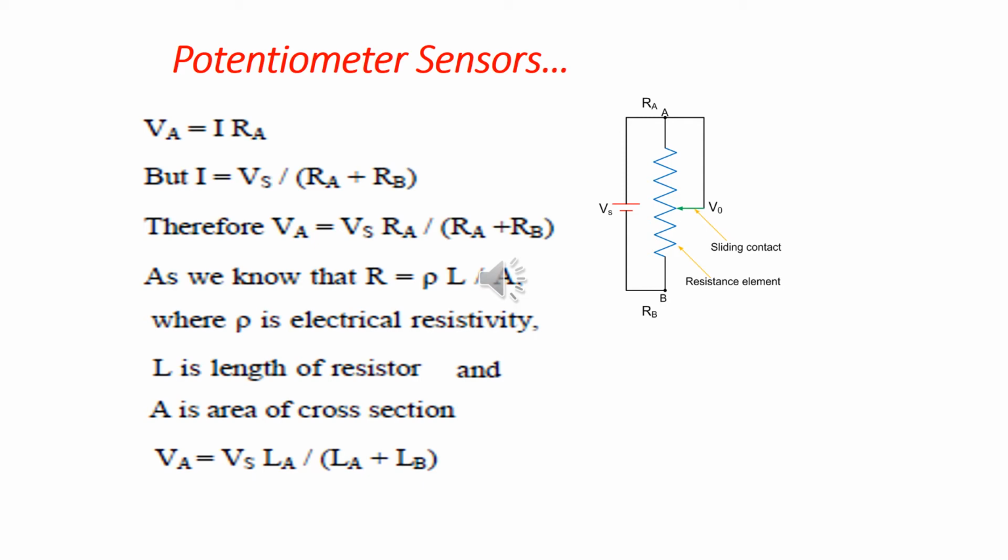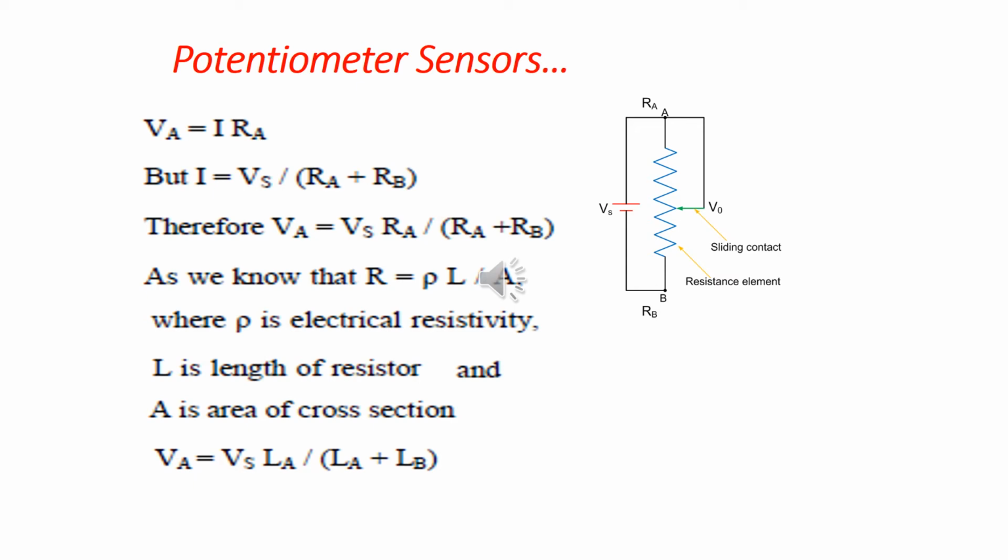During the sensing operation, a voltage Vs is applied across the resistive element. A voltage divider circuit is formed when the slider comes into contact with the wire. The output voltage is proportional to the displacement of the slider over the wire. Then the output parameter displacement is calibrated against the output voltage Va, that is Va is equal to I Ra.